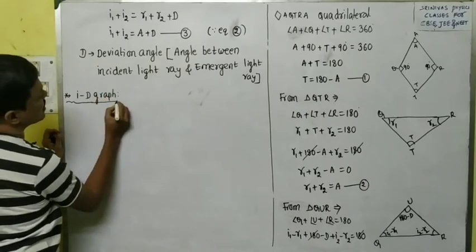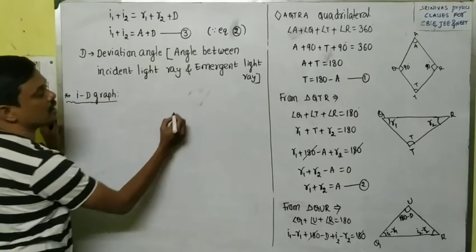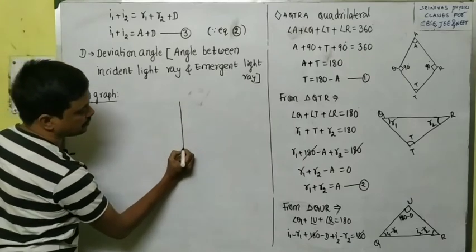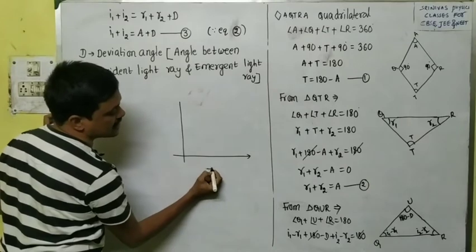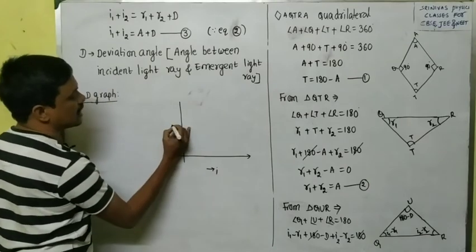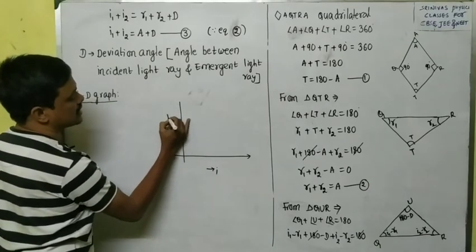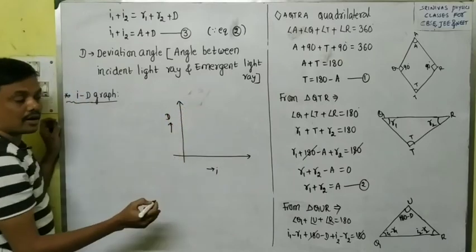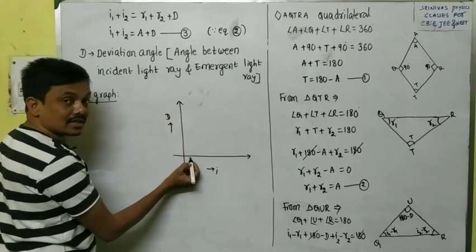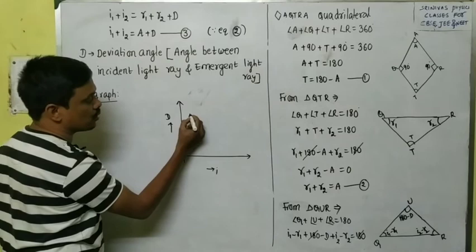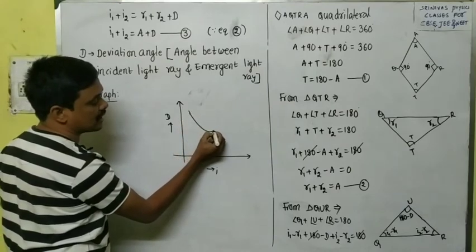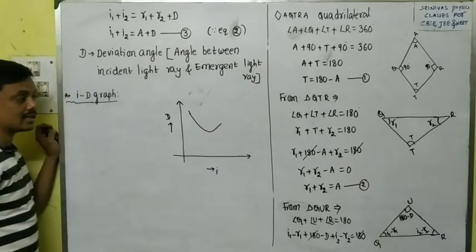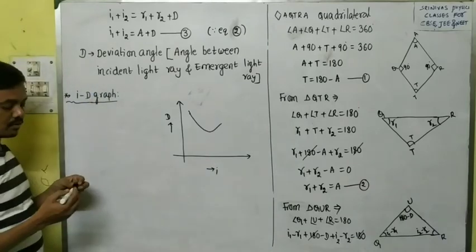When we draw this graph practically, we observe, by taking the angle of incidence on the x-axis and the deviation angle on the y-axis, that at a low angle of incidence the deviation angle is large, and then it decreases. At a particular point it becomes minimum, and then it increases again. This is the practical observation.